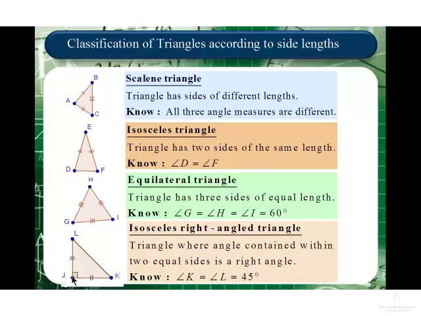In this case, we know that the angles opposite this right angle will be equal and 45 degrees each. So the angle at L and the angle at K will be 45 degrees. So this then defines the so-called isosceles right-angled triangle.